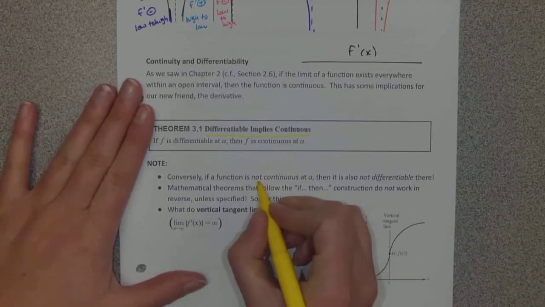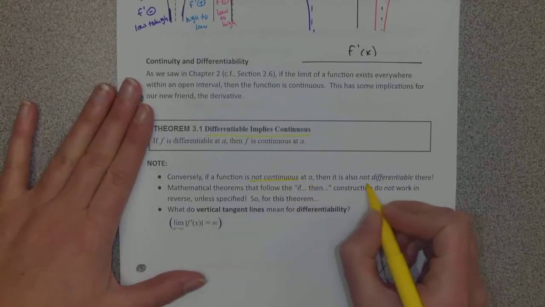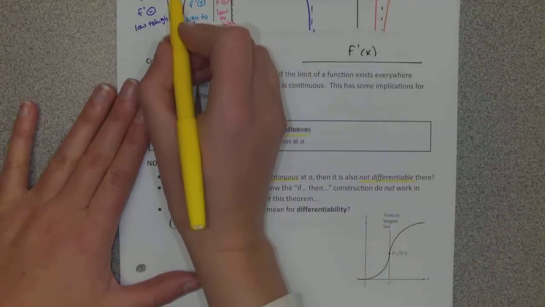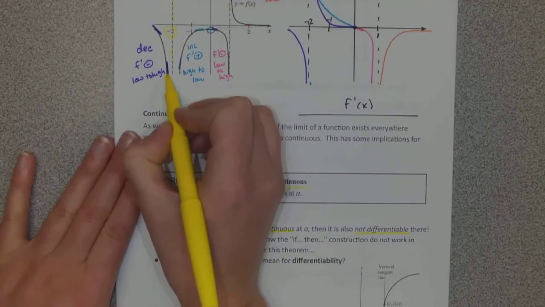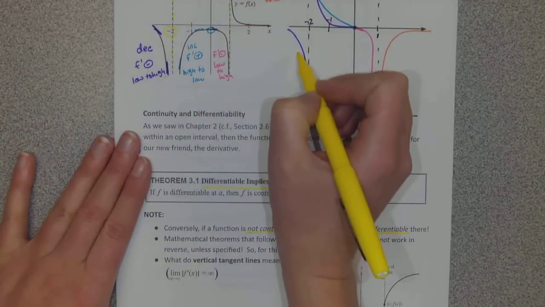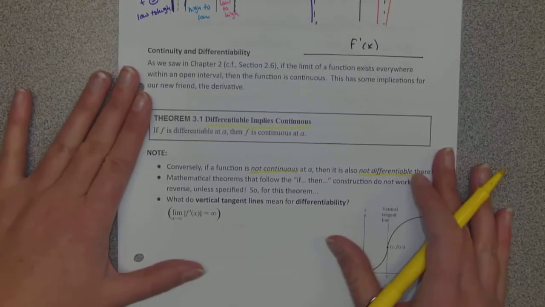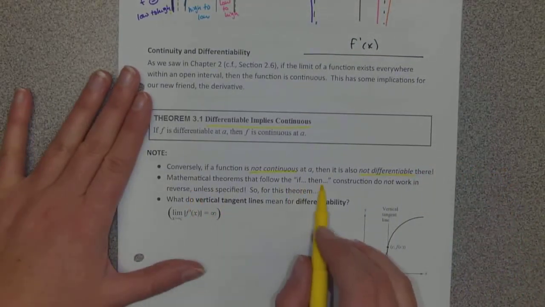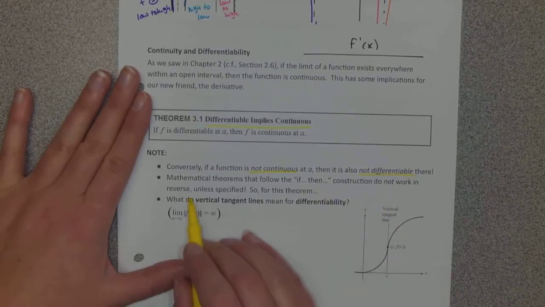Conversely, if a function is not continuous, it is also not differentiable at that point. So at any place the original function is not continuous, the derivative also won't exist because its domain is smaller or equal to the original. Okay. Mathematical theorems often follow the if-then. They do not work in reverse unless specified.